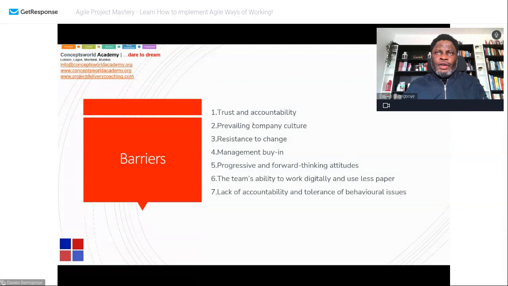and tolerance of behavioral issues. So if people know that they are not accountable when you are trying to do agile way of working, and think, oh, I can do whatever I like, then obviously your agile way of working will not succeed, right? So how do we enforce accountability in agile way of working? Even though agile is not a hierarchical management structure, you are still accountable one to another. So you are accountable to the team that you work for.